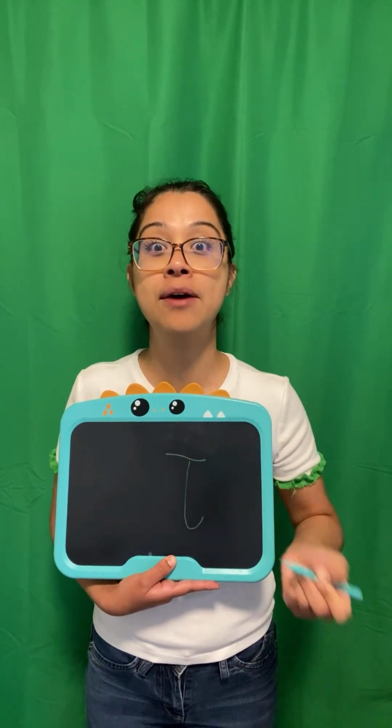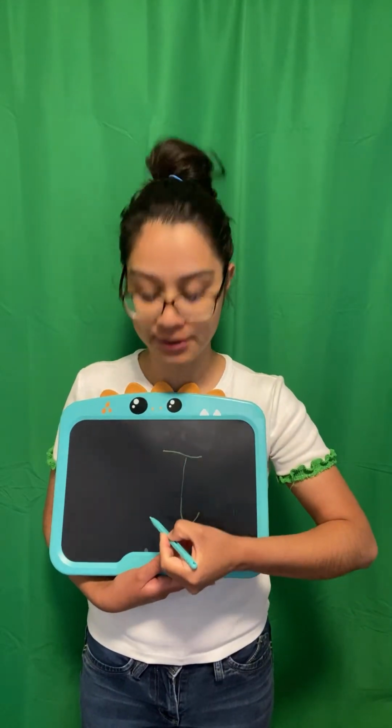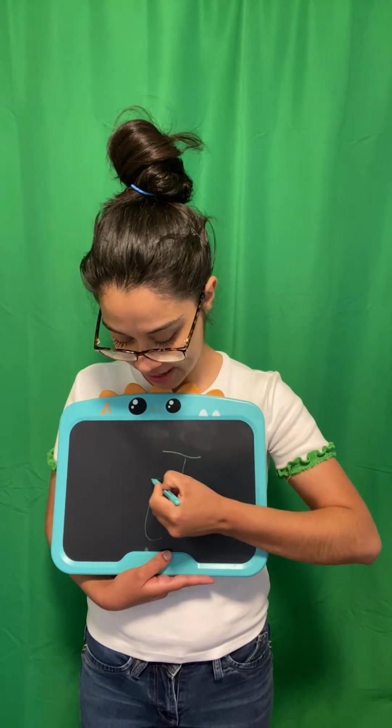H, I, J. Okay, this is the capital J. Ooh, a line across. And we go down and around. Whoa. Okay, now the lowercase j. Go down and a dot. J, like.